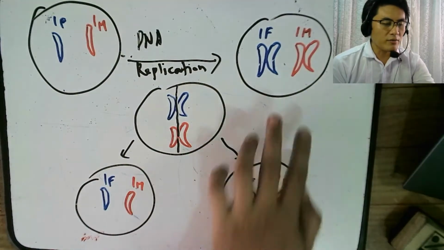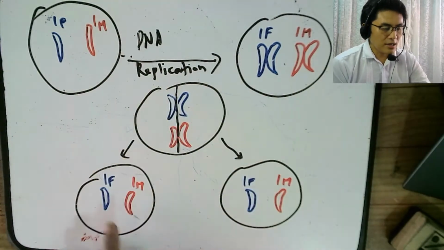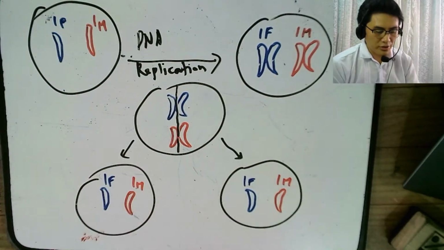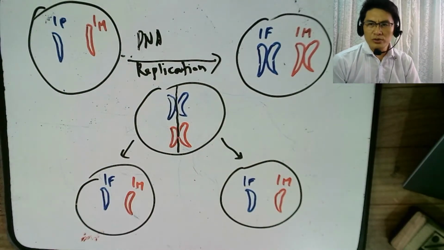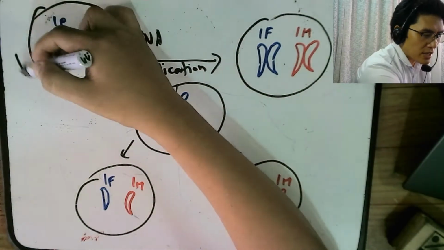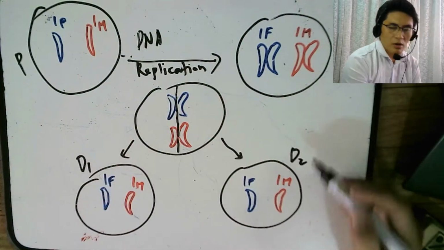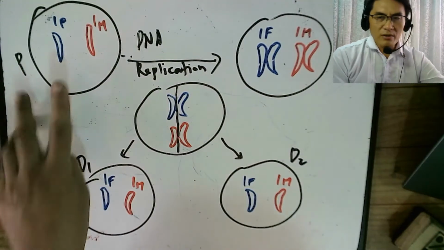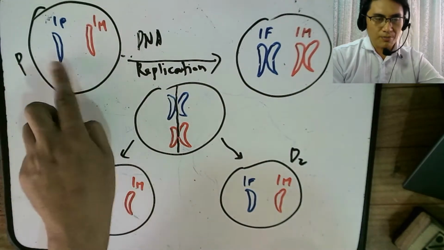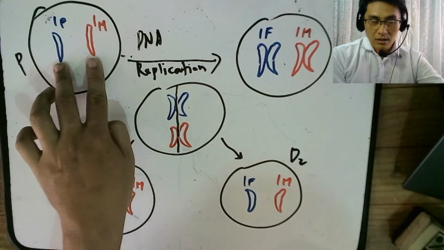Then after that, they align and then they divide, and so you end up with these two daughter cells. But I want you to take note of this. This is the parent cell here, right? This is daughter cell number 1 and daughter cell number 2. Now, notice that the parent cell consists of a homologous pair. So it's a pair, right?